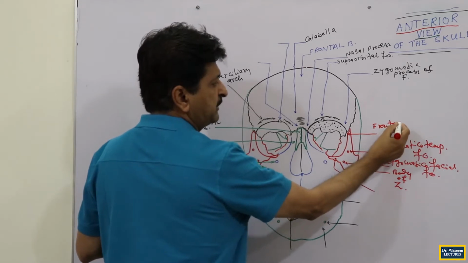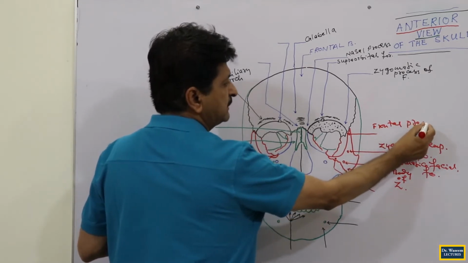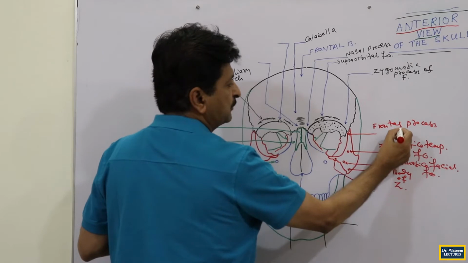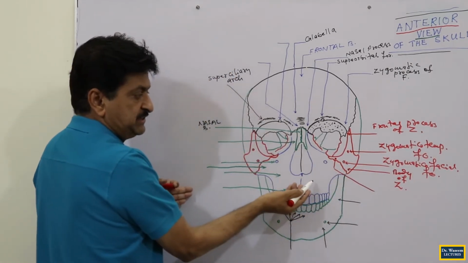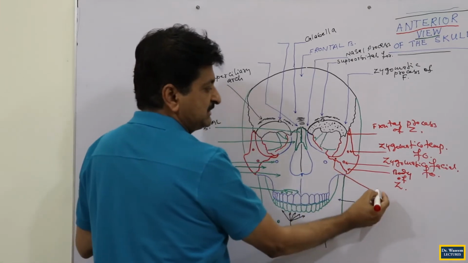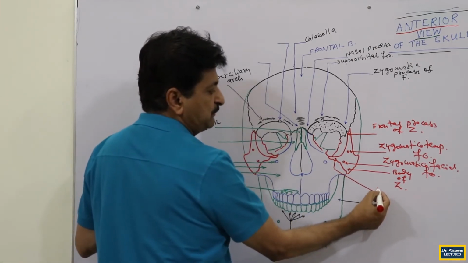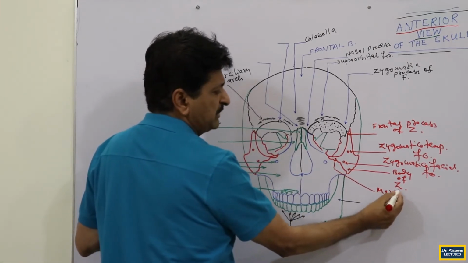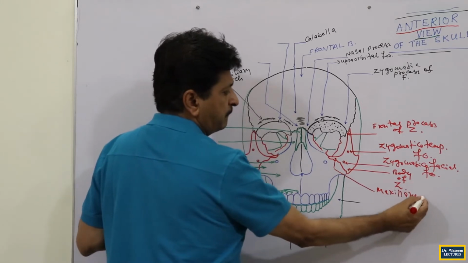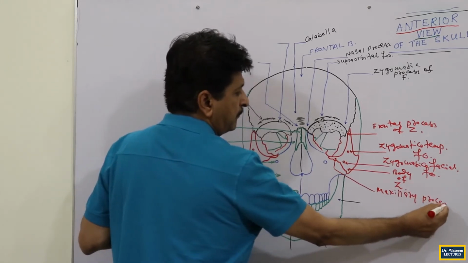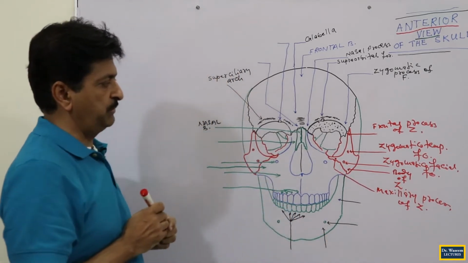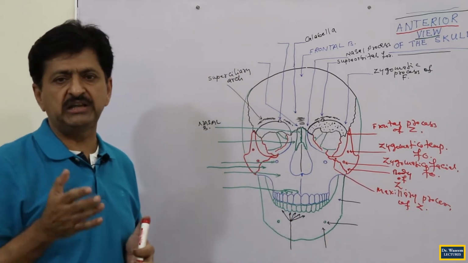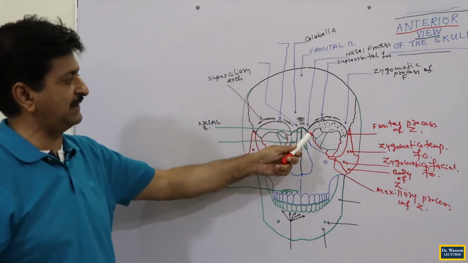It will be simple, frontal, because it is going to the frontal side. Frontal process of zygomatic bone, and another process is coming to join here with this bone, that is called the maxilla. That's why this is called the maxillary process of zygomatic bone. Very simple it is. These are the few landmarks which you have seen here on the face after the frontal and the nasal.